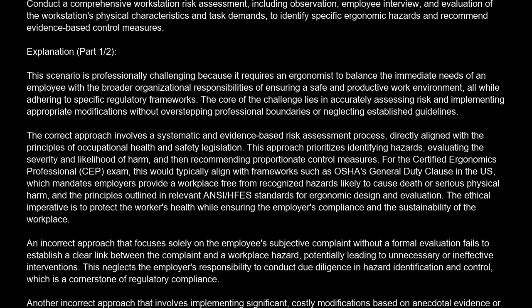The correct answer is C. Conduct a comprehensive workstation risk assessment, including observation, employee interview, and evaluation of the workstation's physical characteristics and task demands, to identify specific ergonomic hazards and recommend evidence-based control measures.